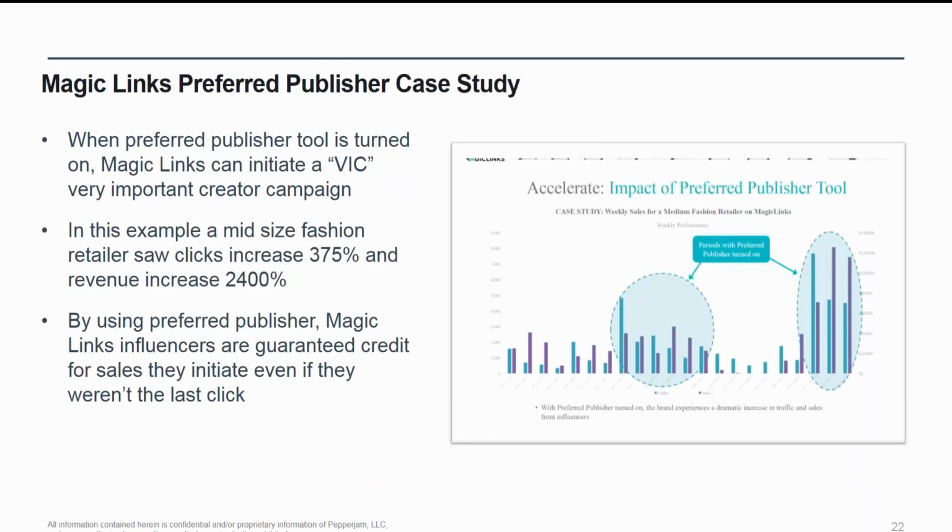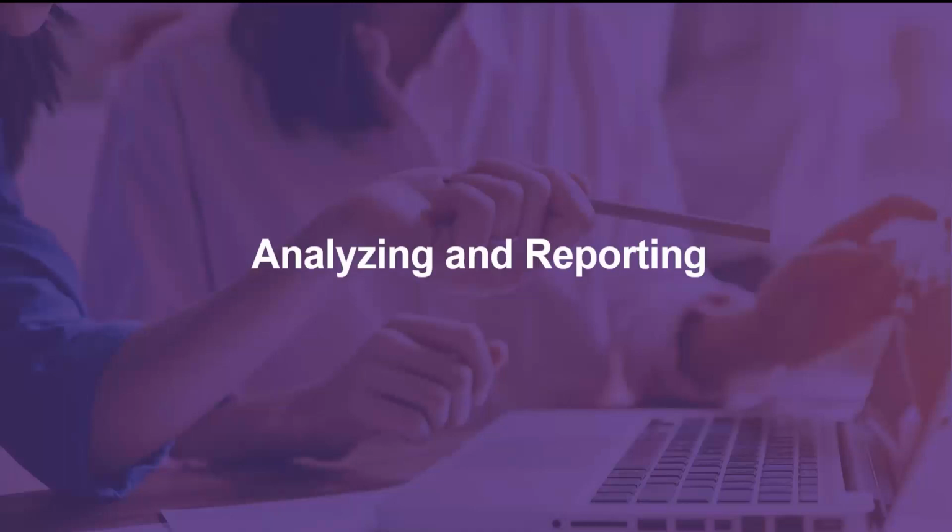Another case study I wanted to just quickly highlight as well. Last year, Magic Links was able to turn on preferred publisher status and initiate a VIC, or a very important creator campaign. In this example, we used a mid-sized fashion retailer that saw an increase of 375% in clicks and 24,000% in revenue increase. So it's important to let those influencers that are within Magic Links as a sub-affiliate know that they'll be guaranteed credit for those sales. It gets them more motivated to go out and promote your program as well.